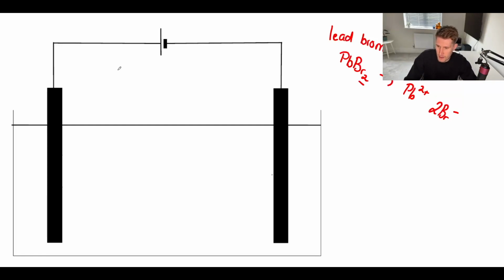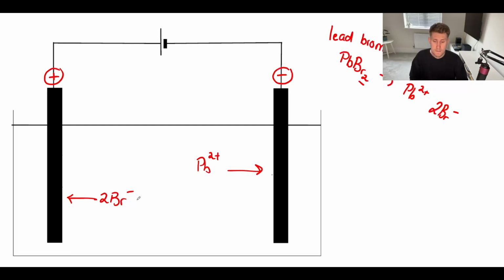Now this is the easy bit. We said before that this is the positive and this is the negative electrode. Well, the positive ions will move towards the negative electrode because opposites attract. And the negative ions will move to the positive electrode. Okay? When they get there, something happens. They become discharged. They lose their charge by either gaining or losing electrons. So we can have a look at that.